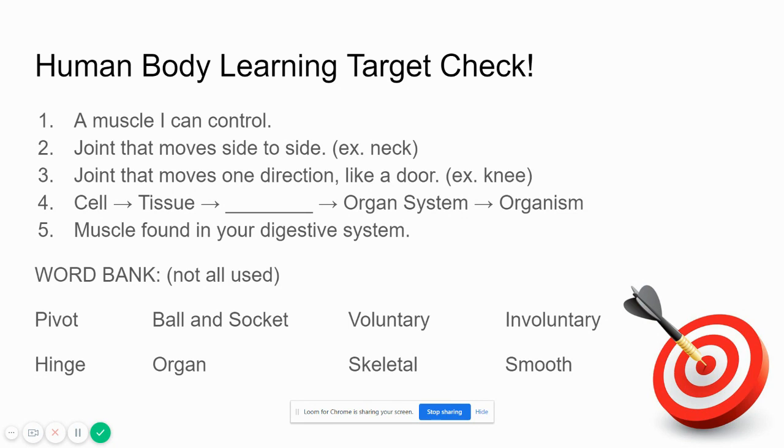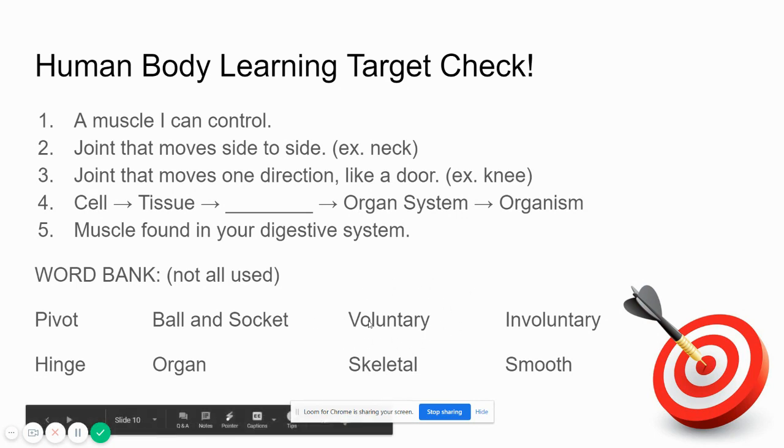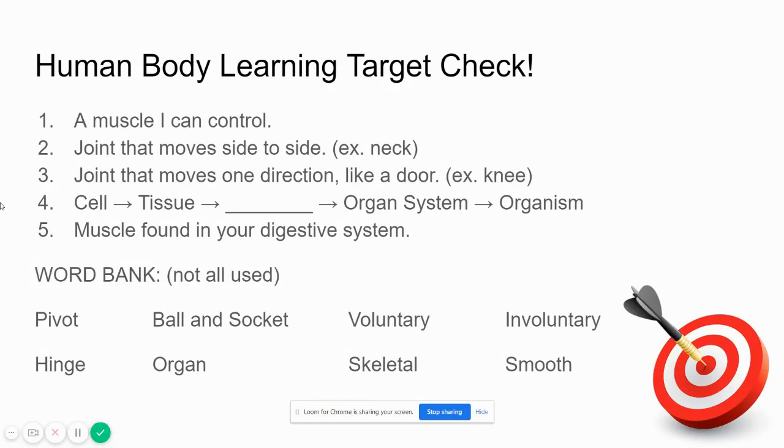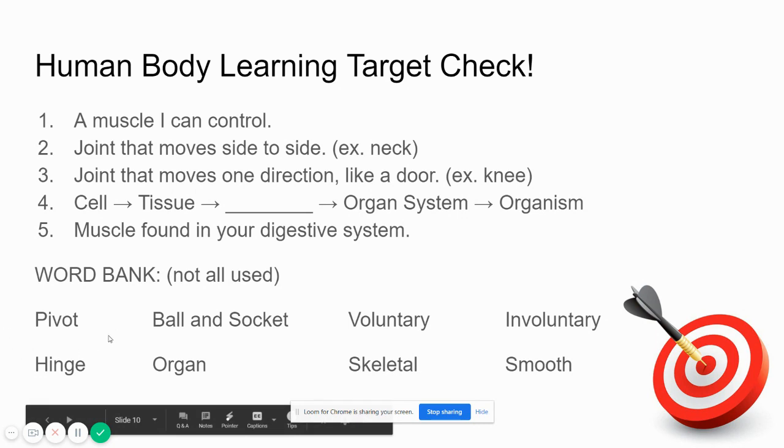Number 1, a muscle I can control is a voluntary muscle. You're volunteering to move it, or voluntarily moving it. Number 2, a joint that moves side to side, such as your neck. Your neck is actually a pivot joint that's going to move side to side. Your forearm was also one of those. Number 3, a joint that moves in one direction like a door, for example your knee, that is a hinge joint.